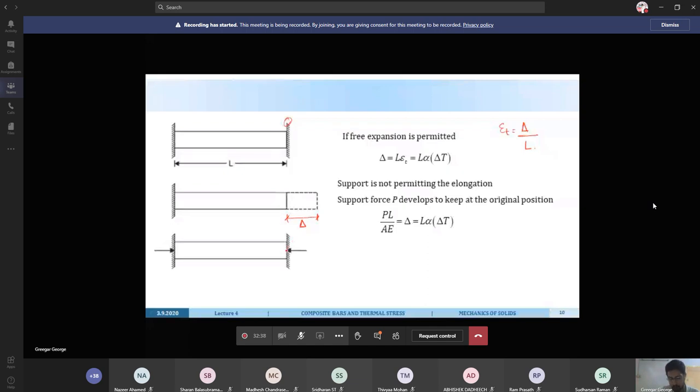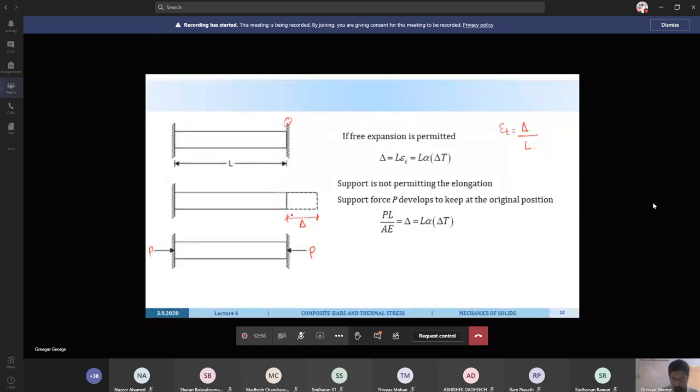So the body will be in the original shape. There will be a compressive load acting here, and we need to find what this compressive load is. Most of the questions ask us to find the compressive force or compressive stress developed as a result of the thermal expansion.